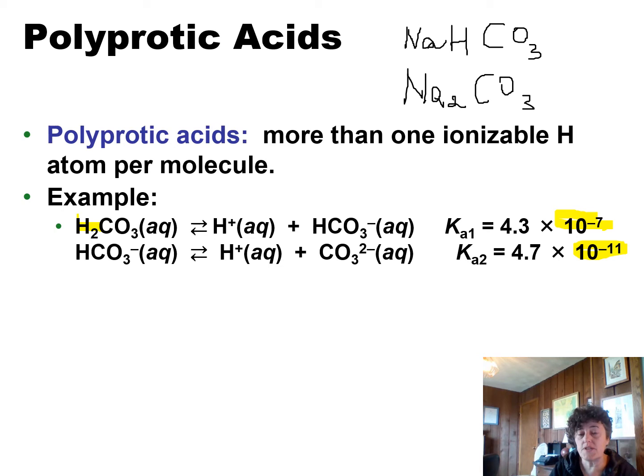Now, washing soda is more basic than baking soda, and the reason is that this ion here, that's in the washing soda, is the conjugate base of a weaker acid, therefore it's stronger than this one, the one that you find in the baking soda. That's the conjugate base of a relatively stronger acid.